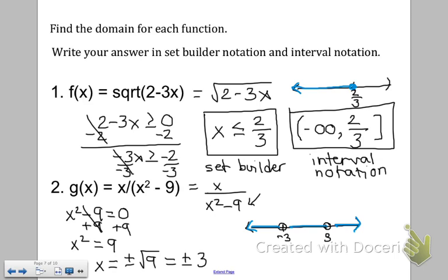So when I translate this over into interval notation, I'm going from negative infinity to negative 3, union negative 3 to positive 3, union 3 to infinity. Now notice I use parentheses on the negative 3 and the positive 3 because I'm working around those points. Those points aren't actually included.